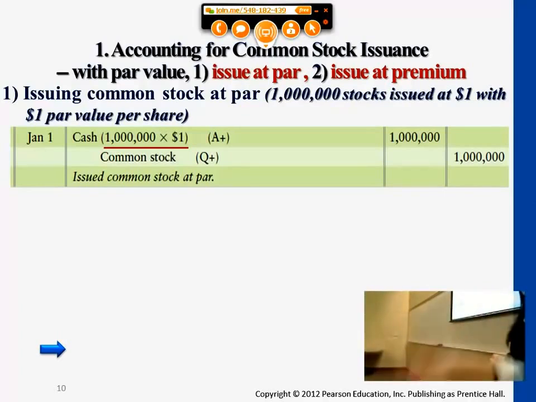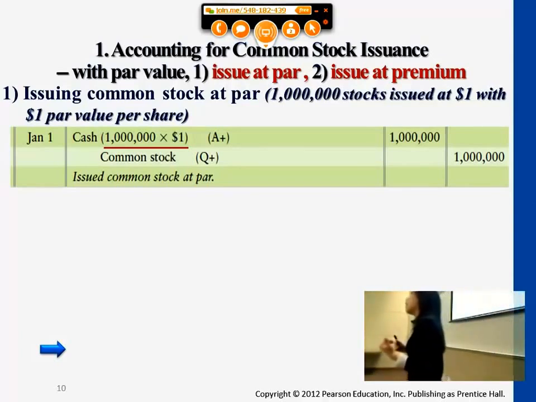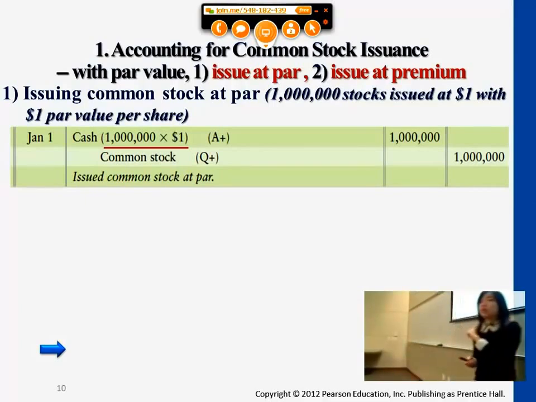So after issuing 1 million stocks, again, the goal for a corporation issuing stock is getting capital in. One way to get capital is by selling your items, by providing services to customers. Another way is by issuing stock for publicly traded companies. So once they issue this $1 million of stock, if the market price right now is $1, they're getting $1 million cash debited. The credit side will increase their equity, common stock.